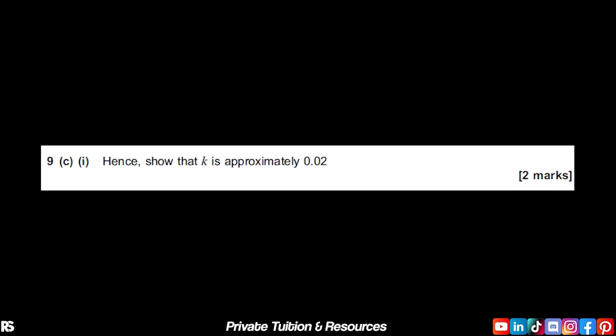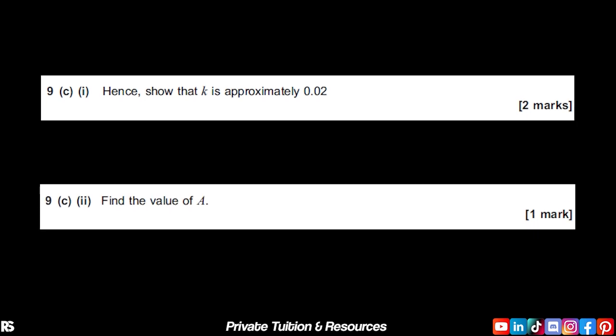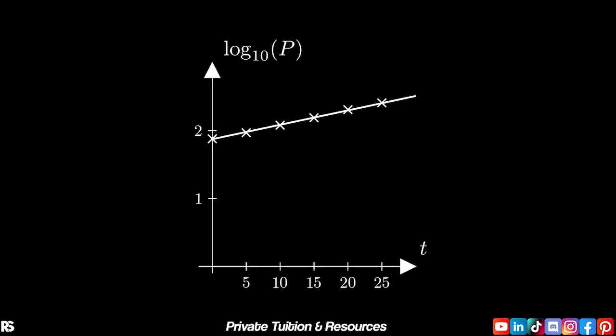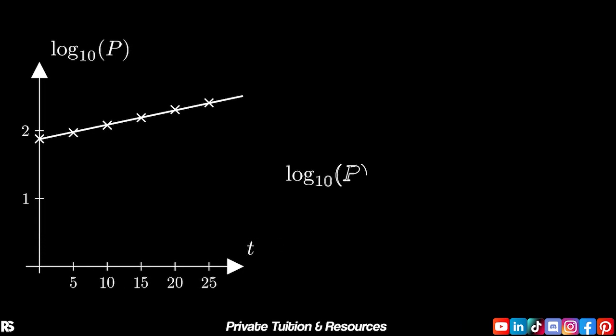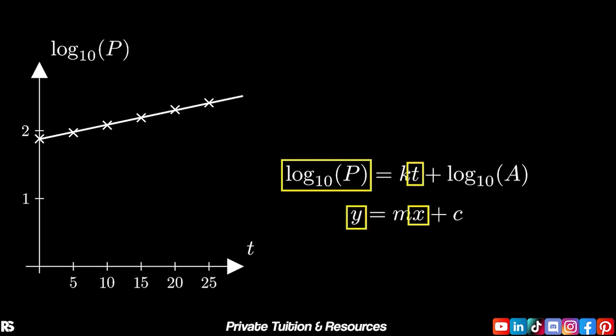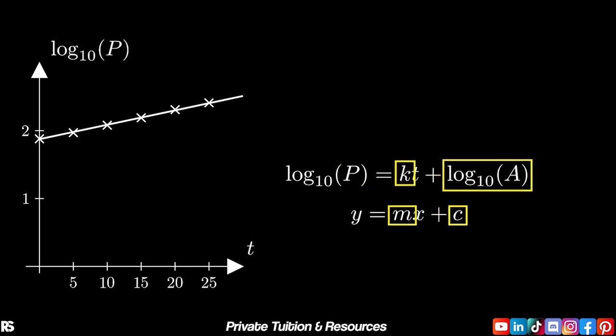Question 9c asks us to show that the value of k from our model is approximately 0.02 and find the value of a. Let's recall our equation from part A and compare it to the standard equation for a straight line. After comparing, we can see our effective y variable is log base 10 of P and our effective x variable is T. This means our effective gradient would be k and our effective y-intercept is log base 10 of A.